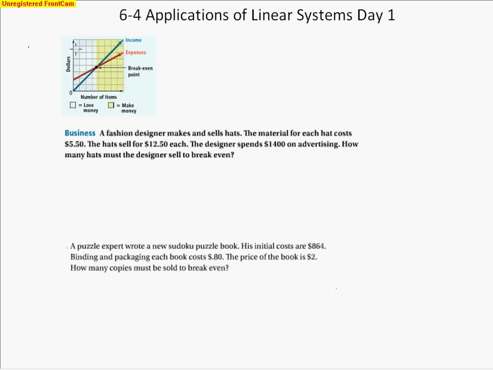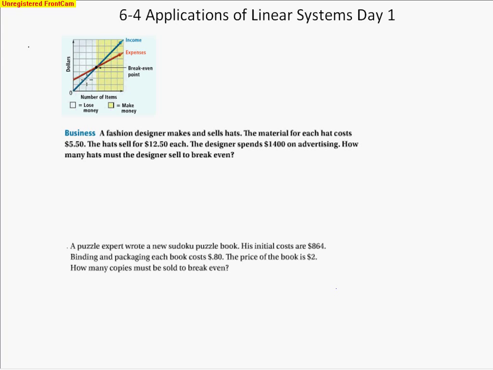Here we're dealing with an expense and an income equation. And notice what expense and income equations look like. Whenever we're looking at expenses, the expenses are going to continue to go up as the number of items increase. So sometimes people think an expense line means a decreasing line, because you're spending money. Well, here we're spending money, but the line is increasing because of the units we're using. The dollars increase as the number of items increase. So both are increasing lines.